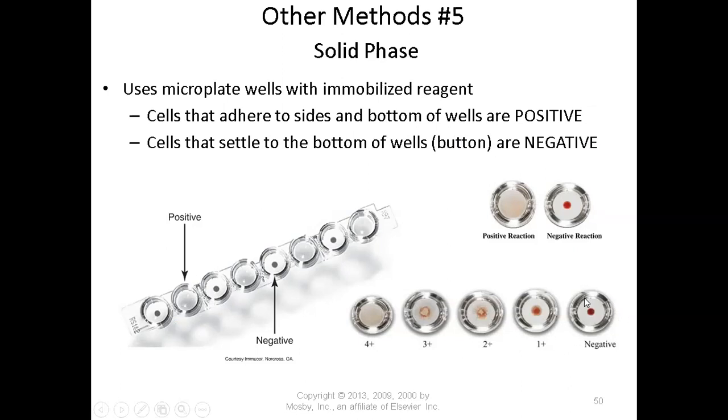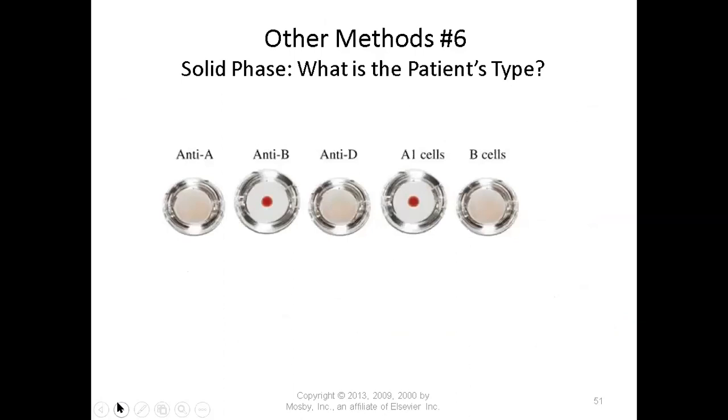Once again, the reactions can be graded. The strongest reaction is when everything is really dispersed in the well, 4+. Then 3+, you can see 2+, 1+, and then negative. This is also done on instrumentation, and pictures are taken for interpretation. Okay, so other methods, number 6 for our solid phase.